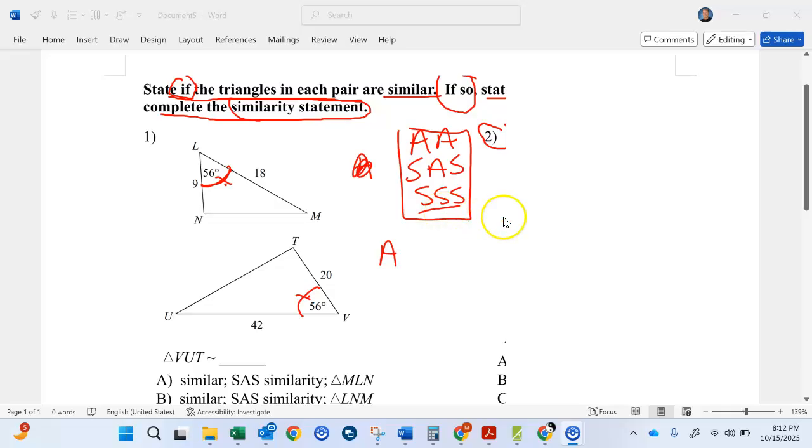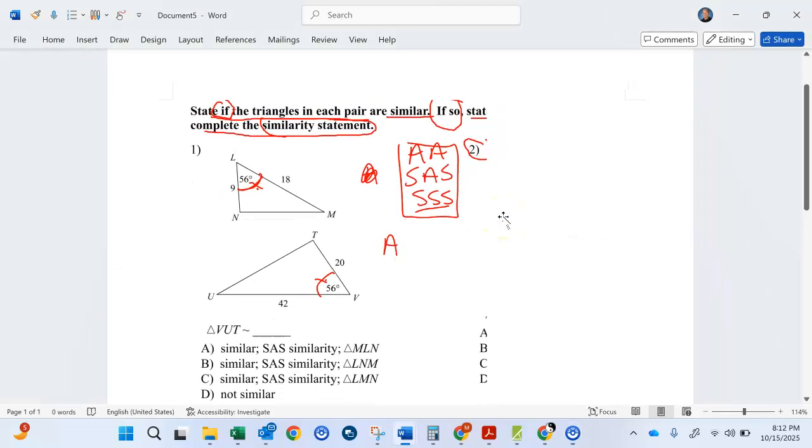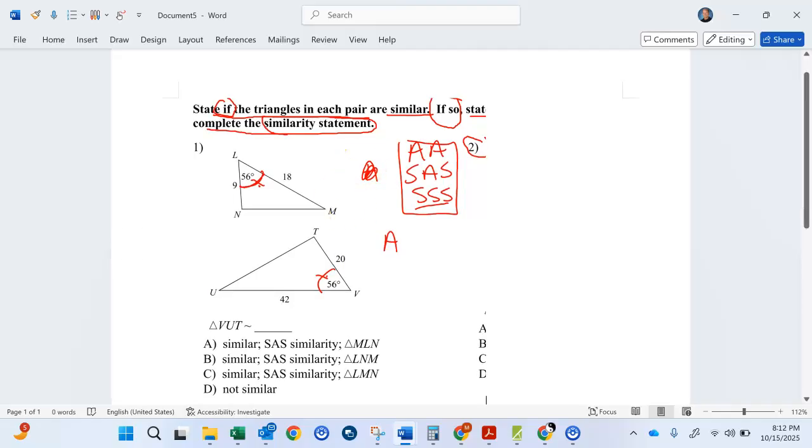Okay, so let's go back to number 1. Let's make this a little bit smaller. There we go. So again, we already know that we have an angle, but maybe it's this, maybe it's that, maybe it's neither one. What we do know is we have a side here of 20. We have a side of 42. So we could have side, angle, side.